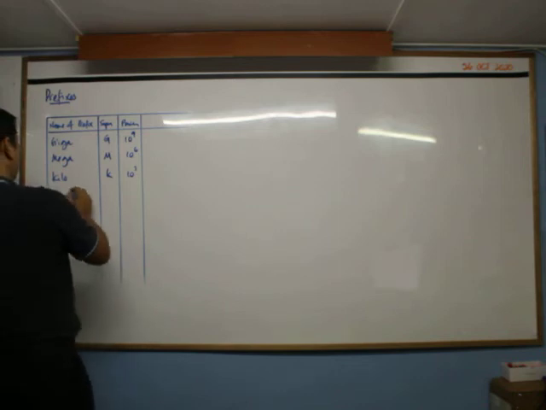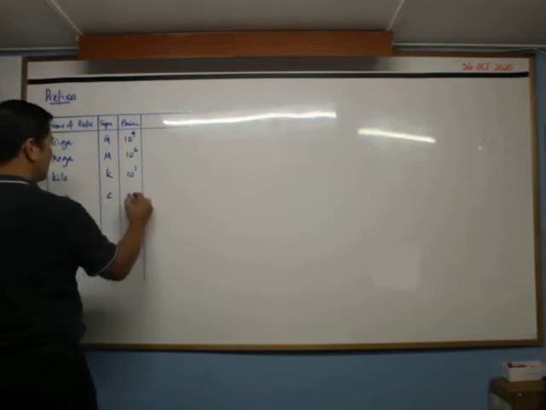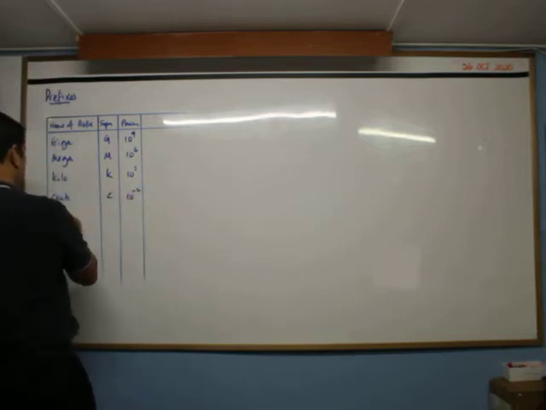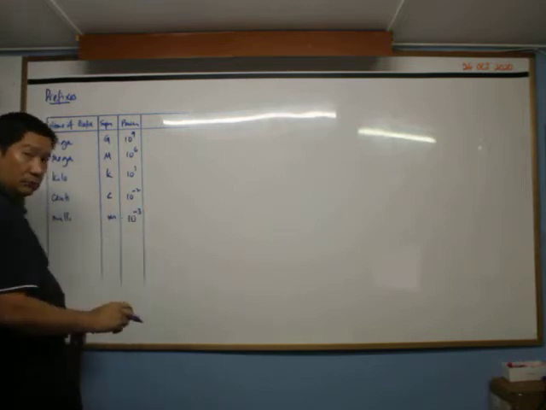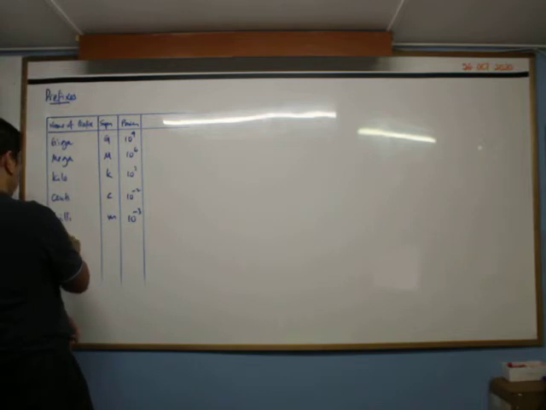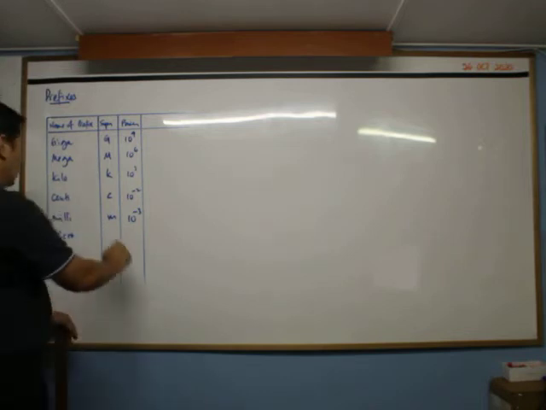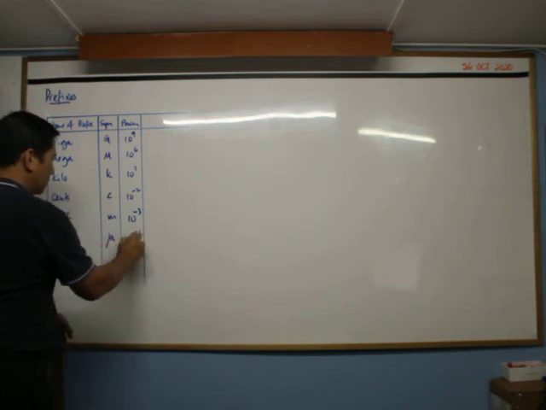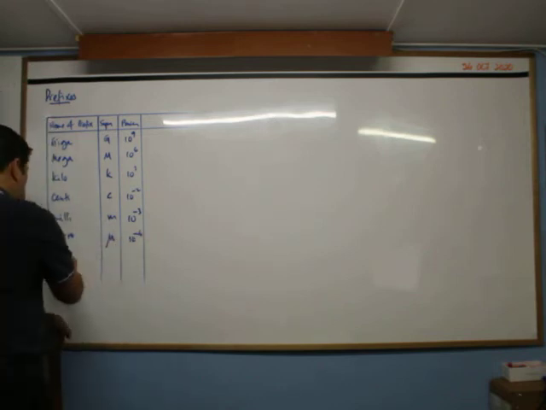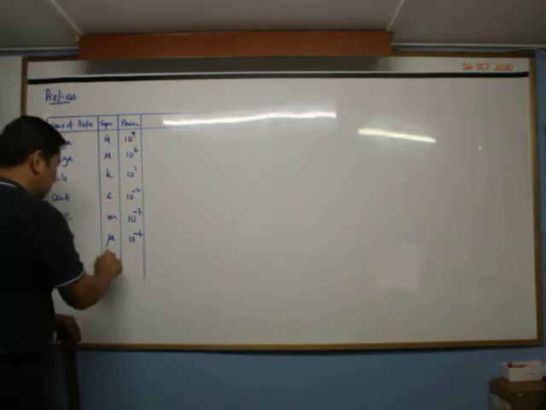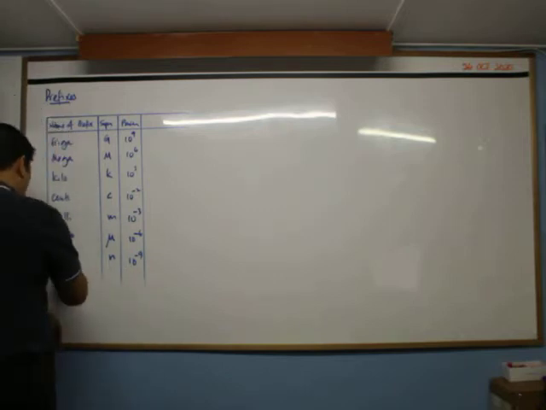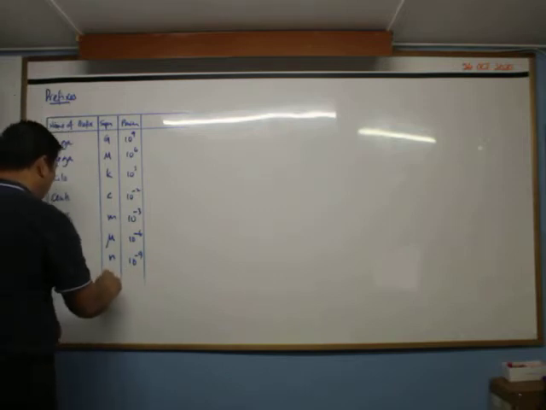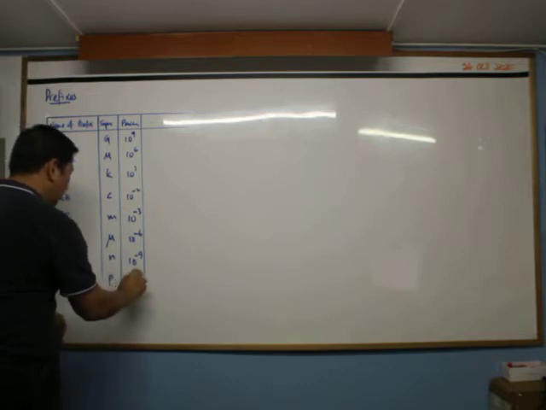So the next one after kilo, we have centi. The very common one is centi. So C, this is 10 to the power negative 2. And then you have milli, small m, 10 to the power negative 3, okay? And then you have micro, with symbol mu, and it is 10 to the power negative 6. And then below that you have nano, small n, and it is 10 to the power negative 9. And then after that you have pico, p, 10 to the power negative 12.